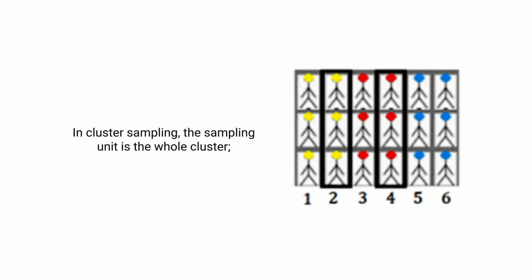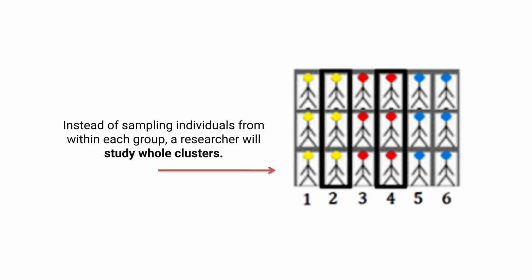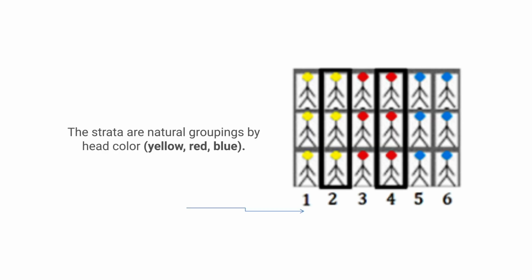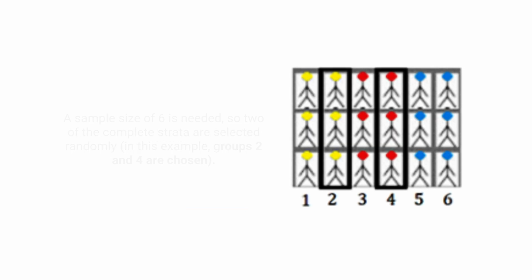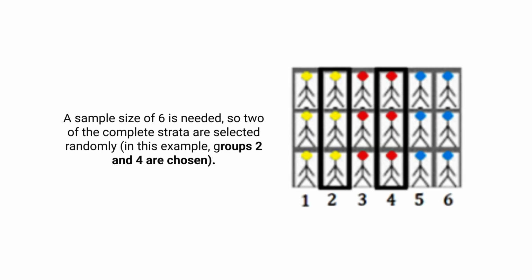If we talk about cluster sampling, rather than taking one from each group, one from each cluster, we have taken the whole cluster. So this is the beauty. Instead of sampling individuals from within each group, a researcher will study whole clusters. The strata are natural groupings, and a sample size of 6 is needed, so 2 of the complete strata are taken.